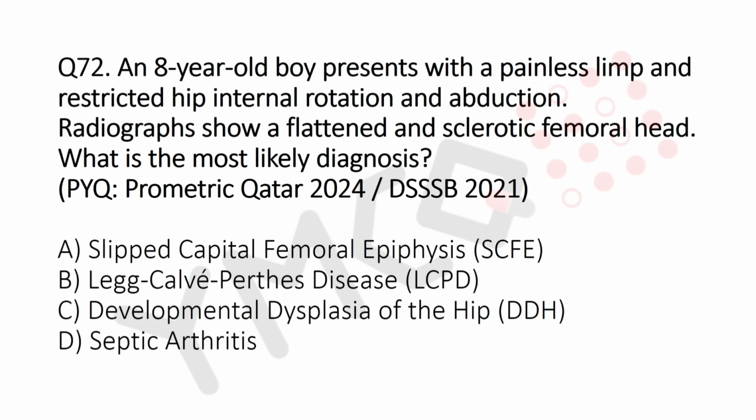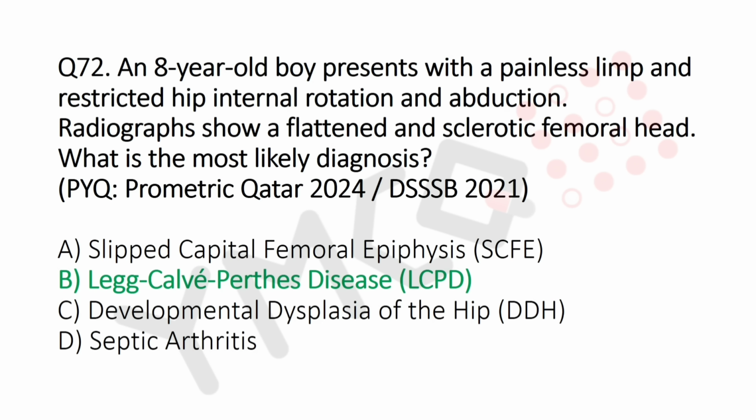Option A, slipped capital femoral epiphysis. Option B, Legg-Calvé-Perthes disease. Option C, developmental dysplasia of the hip. Option D, septic arthritis. And the answer is option B, Legg-Calvé-Perthes disease. A painless limp in a young boy, usually 4 to 10 years old, with a flattened femoral head on X-ray is classic Legg-Calvé-Perthes disease, which is idiopathic avascular necrosis of the hip.